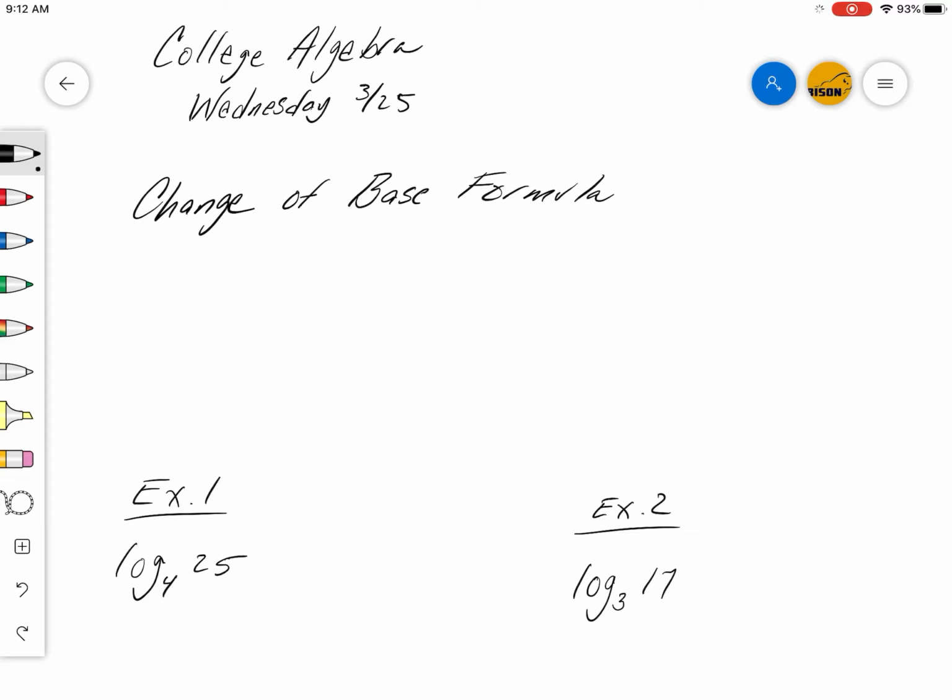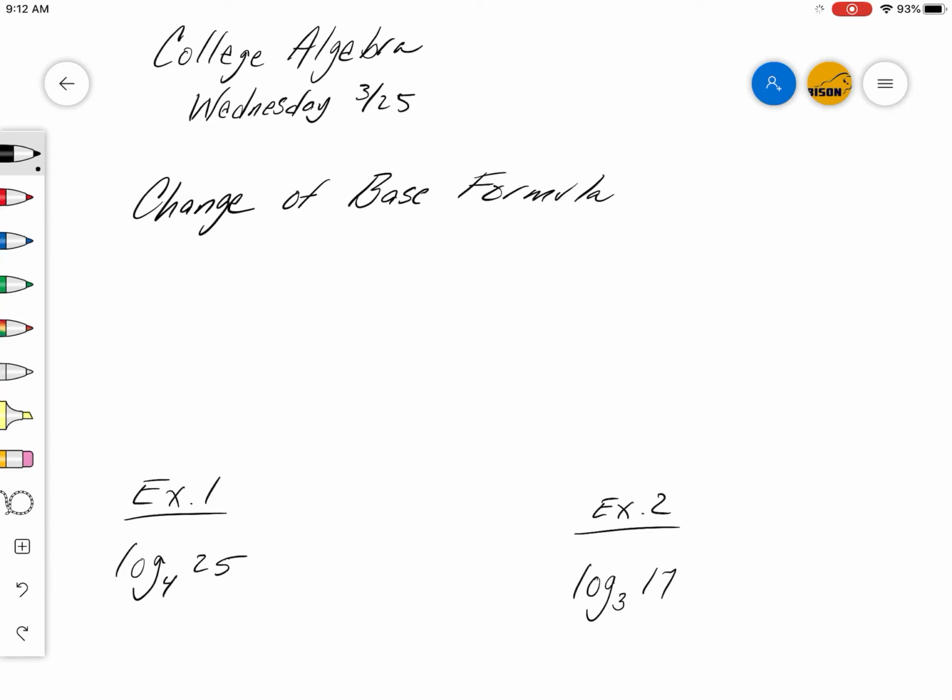The issue is most of you don't have an Inspire calculator with you. If you were one of the lucky ones that took one because you were planning on taking the SAT, then good for you. You can use it. If not, you're stuck with either your phone calculator or some calculator you found on Google. So what I'm going to show you is the change of base formula.